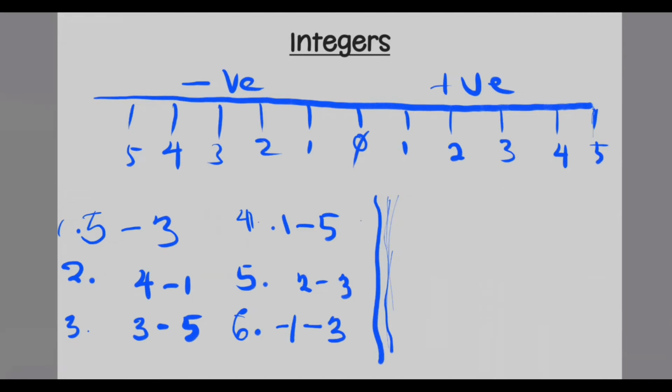Okay, so positive means to go to the right, count to the right. Negative means to count to the left. Okay, so 5 minus 3. Let me start from 5. 5 is a positive number, which is right here.